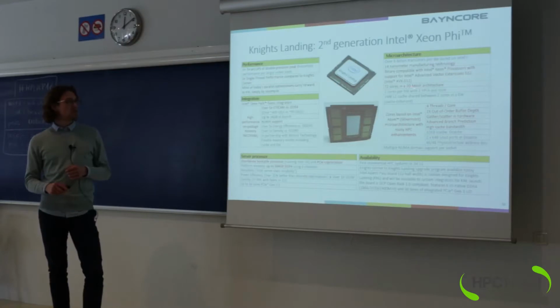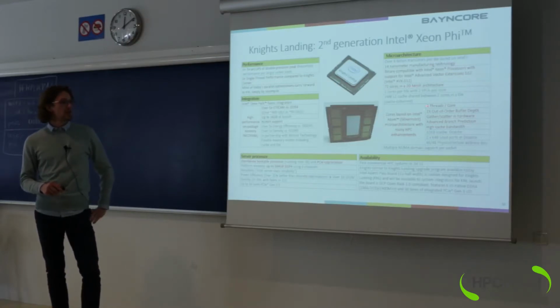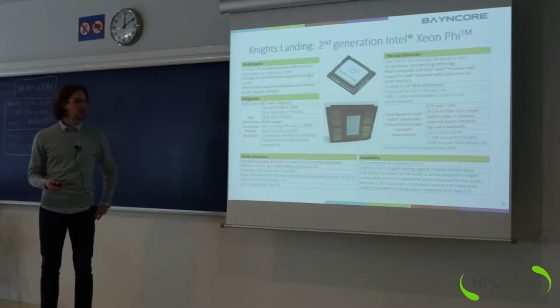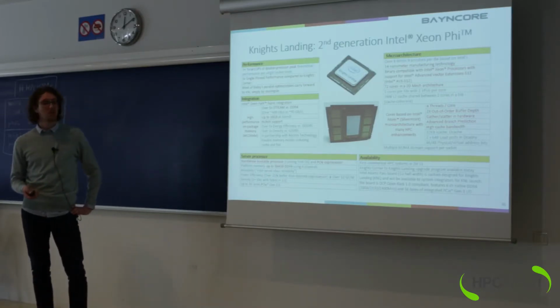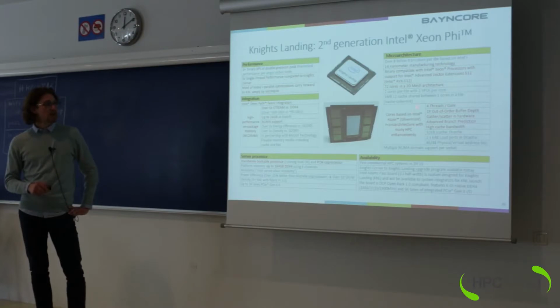As I said before, it's 72 cores now in the Knights Landing. You have 4 threads per core. These are out-of-order cores now, so they can better hide the latencies of memory transfers and all of these. You have gather and scatter support now in hardware. Before it was either fully software or software and a bit of hardware assisted.